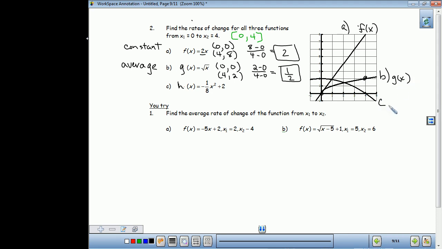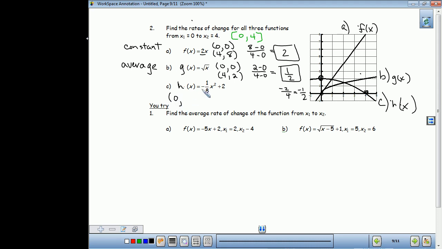So that leaves this one, C, h of x. Now since we already know this one has to be C, let's just count it on the graph. From 0 to 4. Down 2, right 4. Down 2, right 4. Negative 1/2. Now let's do it by the equation.